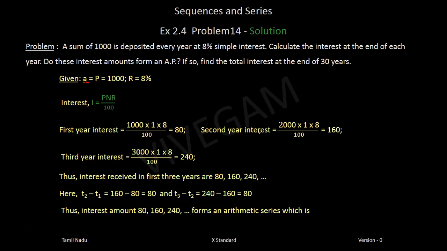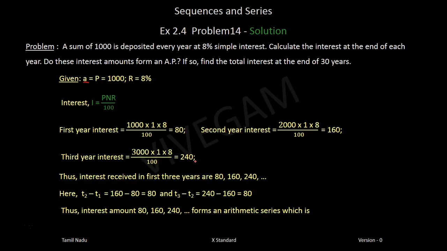Second year interest will be, first year you paid 1000, second year you paid another 1000 rupees at the beginning. So the principal will be 2000. So 2000 into 1 into 8 divided by 100, that is 160. Third year will be 3000 into 1 into 8 by 100, so it will be 240.